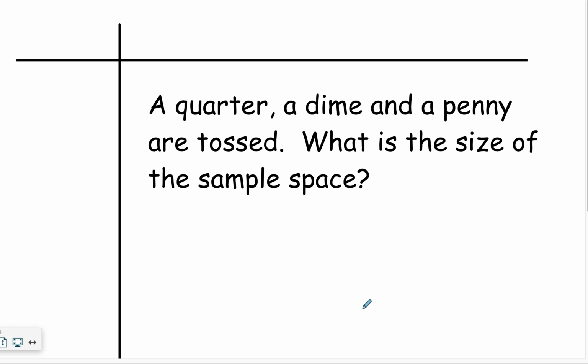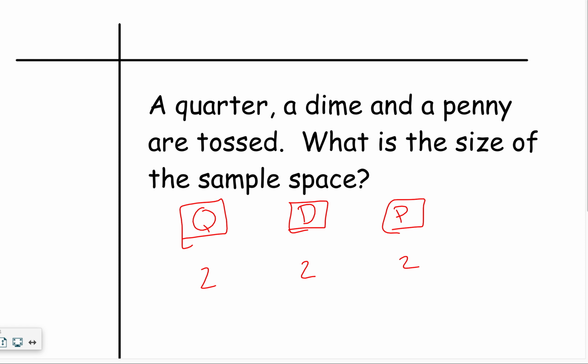Go ahead and pause and try this one. Okay, so again, with my quarter, how many different outcomes do I have? 2, heads or tails. How many different outcomes would there be with my dime? Yet again, 2. And with my penny, yet again, 2. I would multiply all of these together, which is the same thing in this case as 2 to the 3rd, or 8. If I was to create a tree diagram, I would find that there were 8 different outcomes.